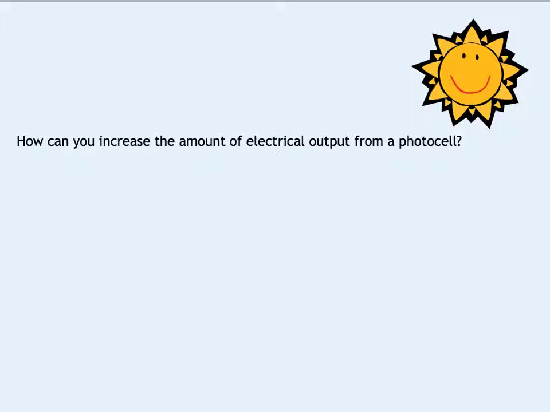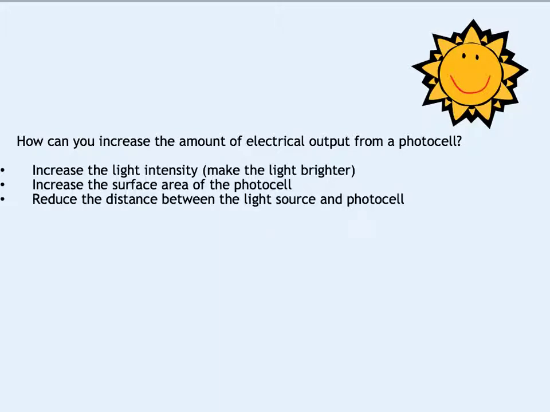You've had a chance to think how you can increase the amount of electrical output from a photocell, so here are those three methods. You can either increase the light intensity, i.e. make the light brighter, or you can increase the surface area of the photocell, or finally you can reduce the distance between the light source and the photocell.